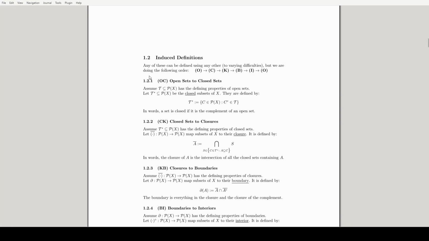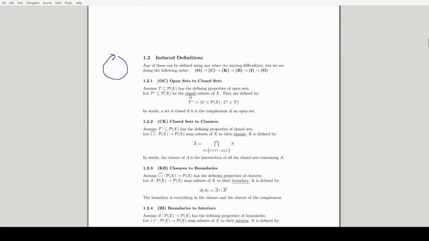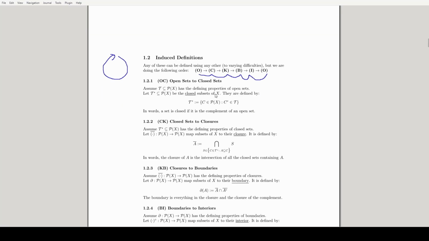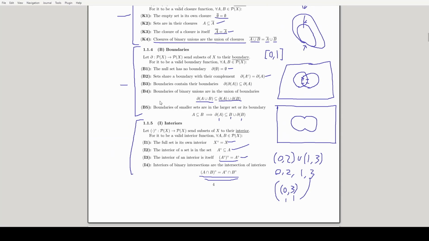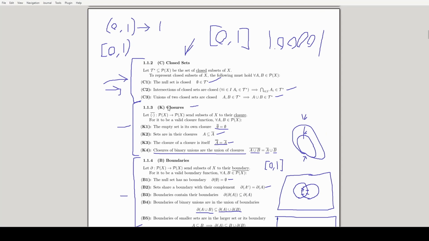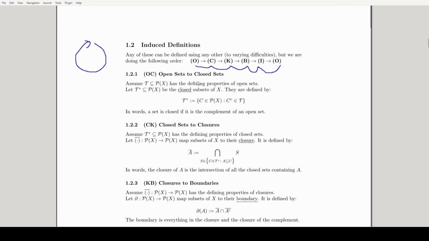And moving on to the induced definitions. Okay, so the induced definitions is sort of how we do this circle. We planted one of them with the defining properties, and then the induced definitions sort of move from open sets to closures to boundaries to interiors, and then back to open sets. And if you have the defining properties, the induced definitions have the defining properties. Basically, when you induce closed sets, they'll have the defining properties of closed sets. Proved in this paper, not going to cover those proofs in detail. You can go read the paper if you want.